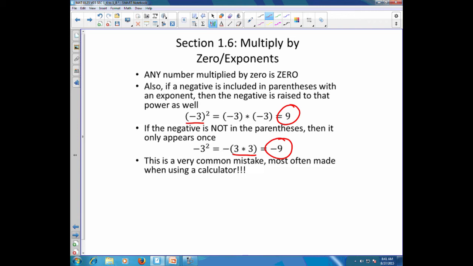There's a very common mistake whenever you're using a calculator. Your calculator will read this as negative 9 and this as positive 9. So make sure when you use it later on in this course, you don't make this mistake.